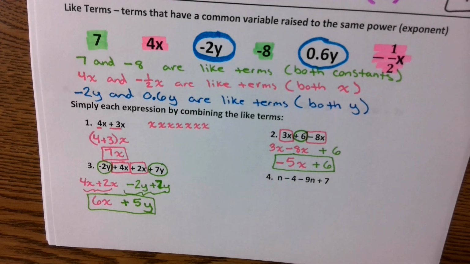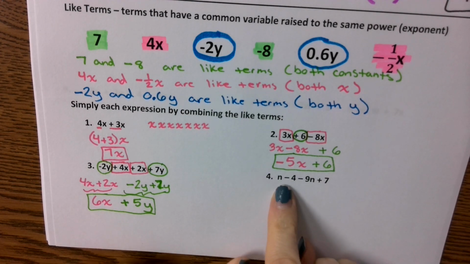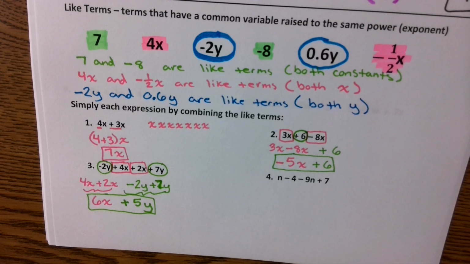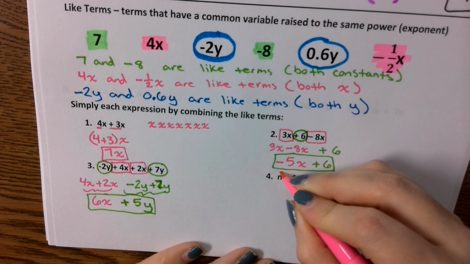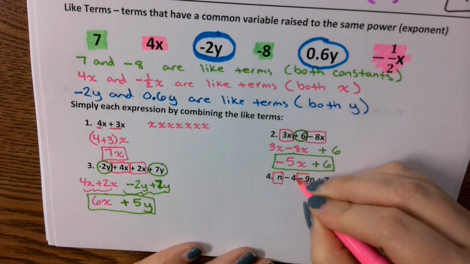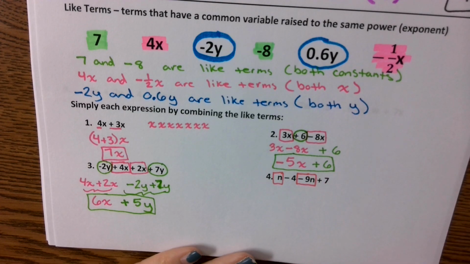Put it away. Number 4, we've got n minus 4 minus 9n plus 7. Again, we're looking for our like terms, so that we start with the variables first. Patrick, throw it away. We're starting with the like terms first. Our first like term is n. Our second term to go with it is minus 9n.